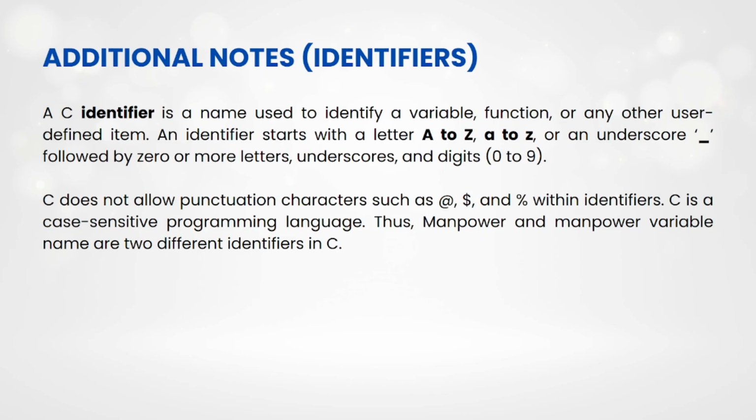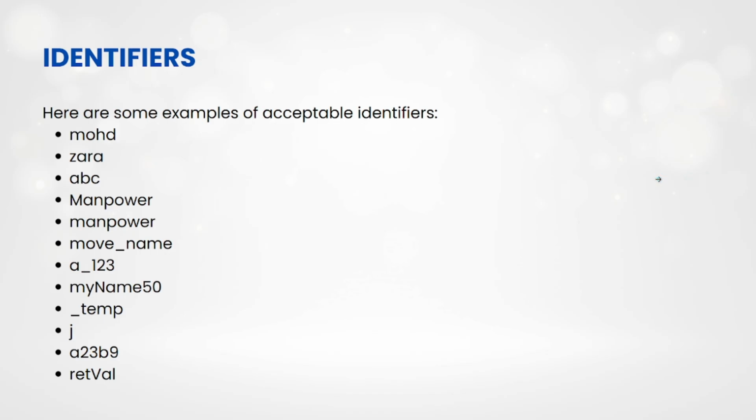Choosing clear and meaningful names helps make your code easier to read and understand. So here are the examples of acceptable identifiers. This is acceptable because you start with a letter or an underscore. So remember, acceptable identifiers start with a letter or an underscore.